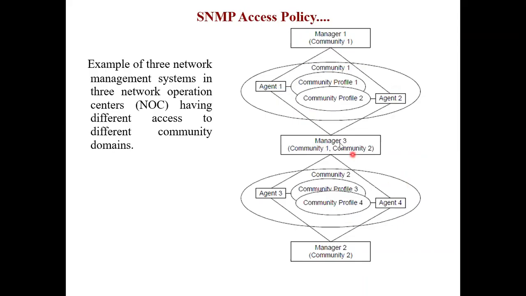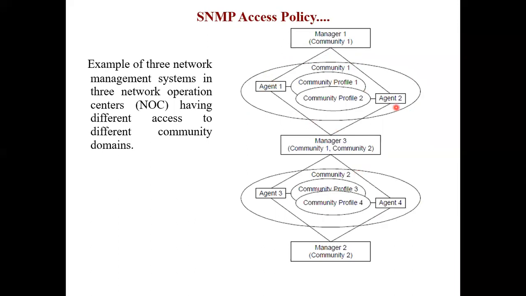Now we have agents. Here you can see we have 4 agents: agent 1, agent 2, agent 3, agent 4. This is suppose the domain of my community 1. This is my community 1, and this is my community 2. So right now I have 2 communities, 4 agents, and 3 managers.